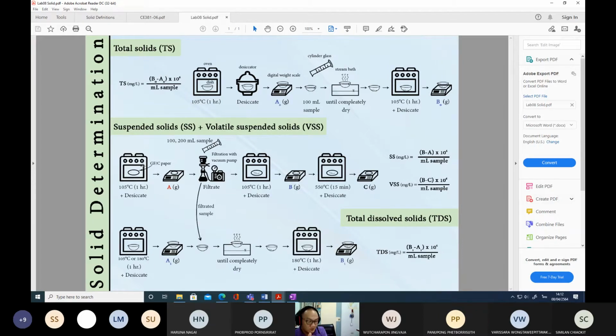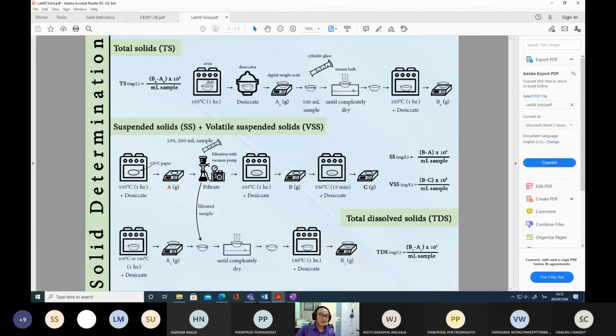For the glass fiber paper, it's also the same. We have to put it in the oven for 1 hour first, and let it cool to room temperature in the desiccator. After that, we use this filter paper and place it on the filtration unit. This filtration unit is equipped with a vacuum pump. So we pour the water sample through this filter, and we may collect the filtrate.